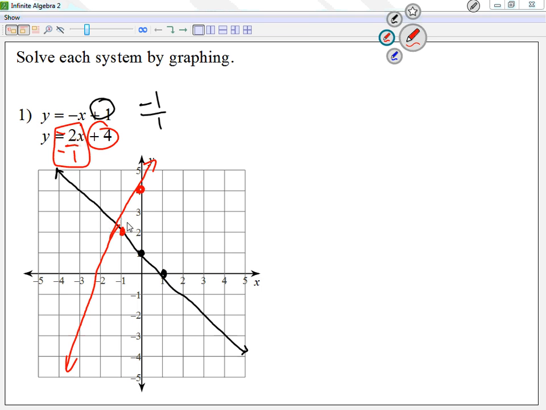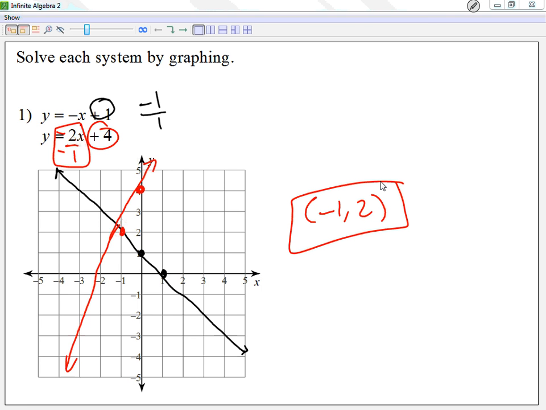Now, my solution for the two equations is the point of intersection. My two lines cross at the value negative 1, positive 2. So that is my solution. X negative 1, y positive 2 is the solution that will make both of my equations true. You can plug it in if you don't believe me. Right, that was it. Let's take a look at number 2.